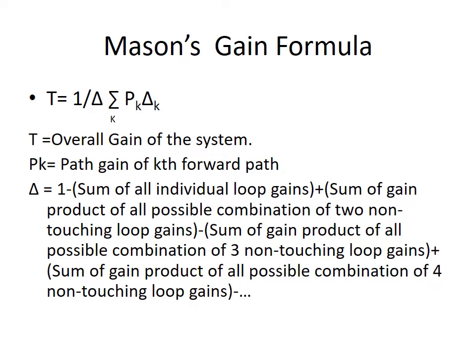So these are the definitions we have seen, the different terms we are using. Using these notations only, you are going to find the overall transfer function of the given signal flow graph. In the previous case, for the block diagram reduction technique, we used some rules to find the overall transfer function or to simplify the blocks. But here you have to use a formula to find the overall gain of the system. The formula is named Mason's formula.